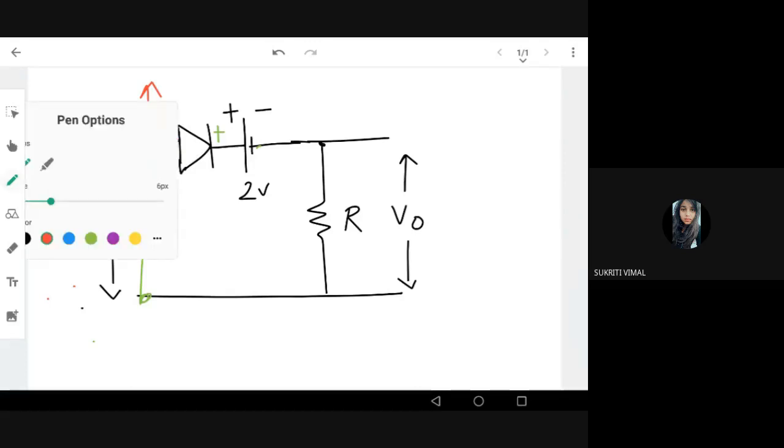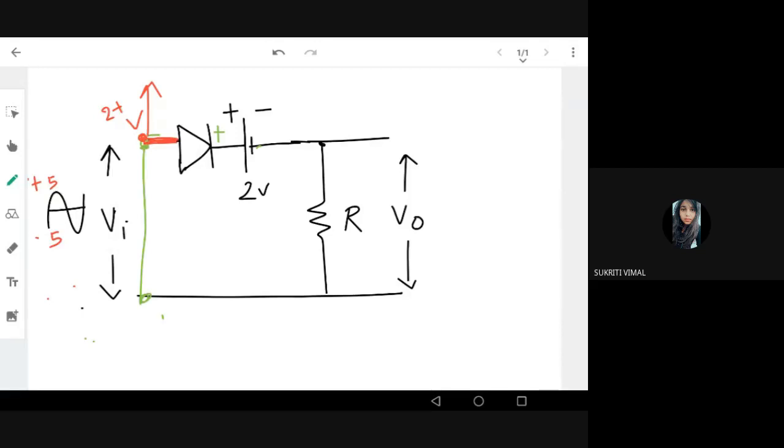So like last class, we'll write the two conditions. The first condition is when the input voltage is greater than 2 volt. So what is the status of the diode?